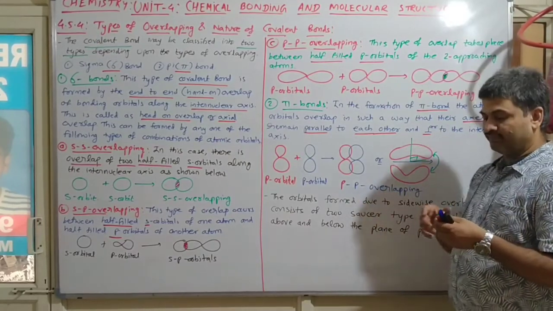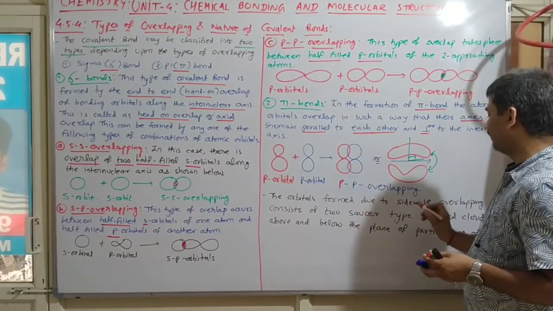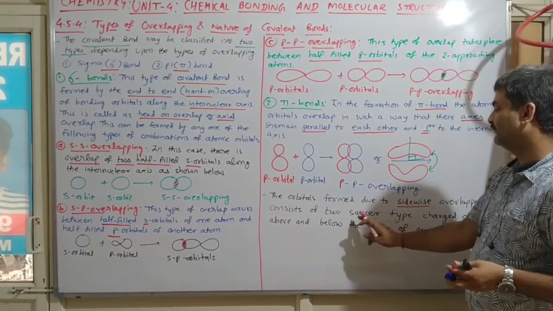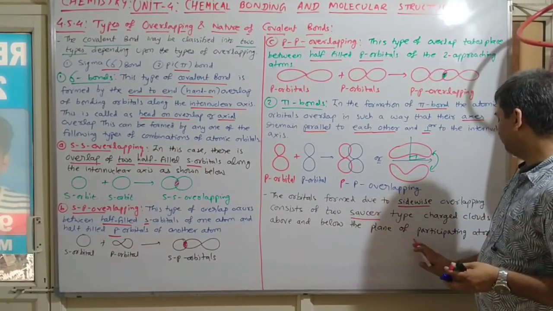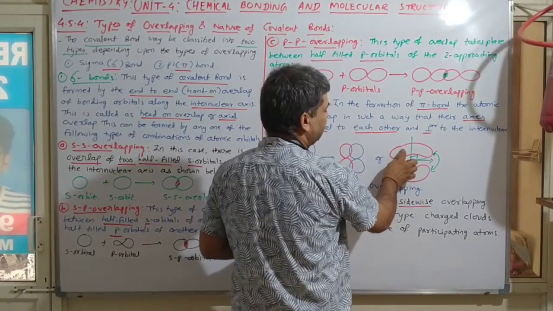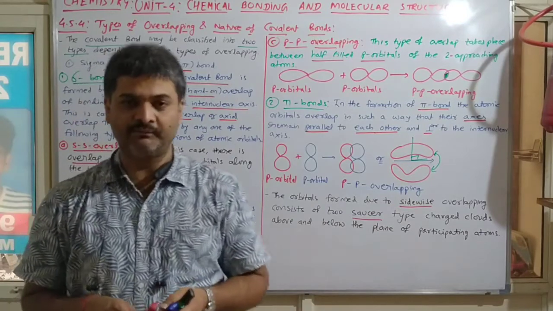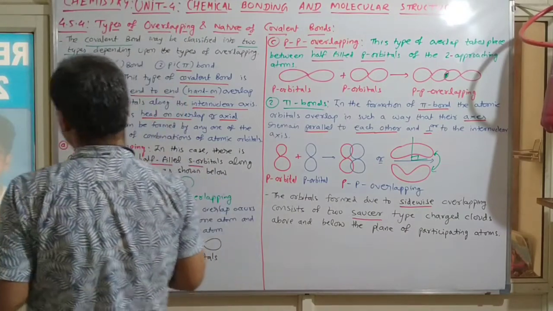Clear? Now orbital formed due to the side-wise overlapping consists of two saucer type charged clouds above and below the plane of the participating atoms. That is, above the internuclear axis and then below is there. In this way, in case of sigma bond, three different types of situation will be there: ss overlapping, pp overlapping, and then sp overlapping. While in case of pi bond, only one condition will be there.